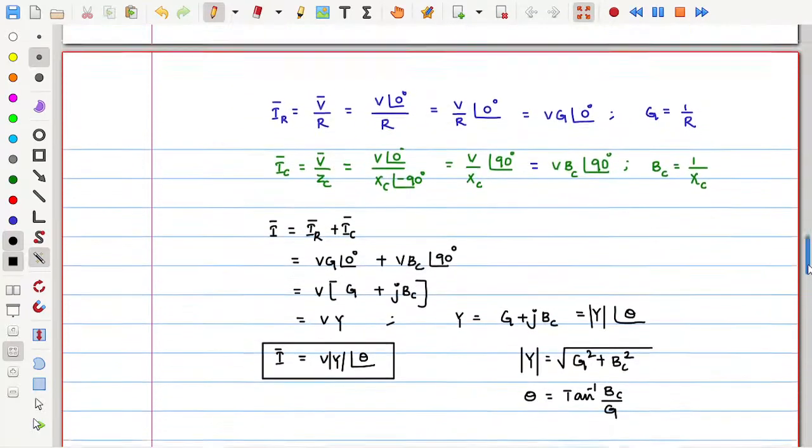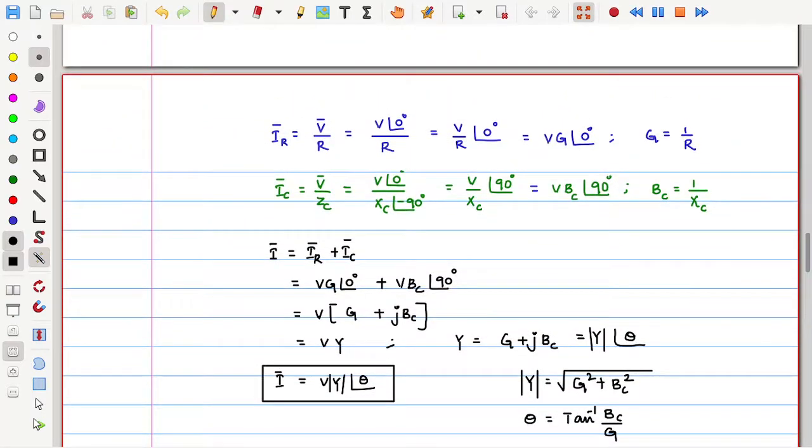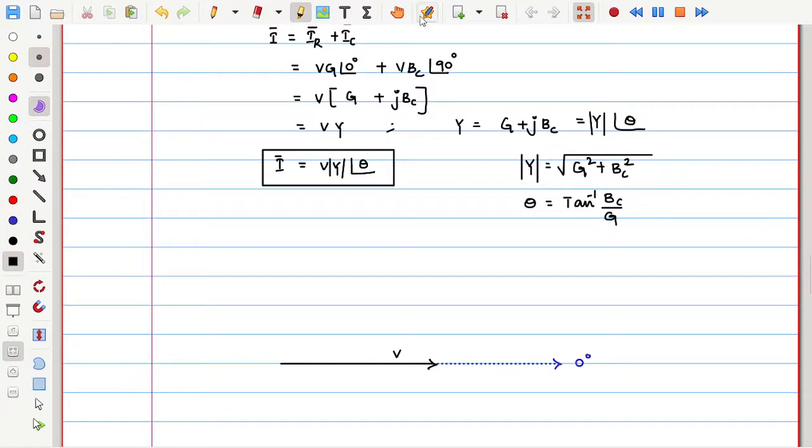Now we already know all these currents and voltage, so let us draw the phasor diagram again. Let us take the reference as 0 degrees. The voltage has a length of V, and it is aligned along the 0 degree. Next is the resistive current, which has a magnitude of V into G, which is V by R. Here V by R is definitely lesser than V, so we put that current in the same line as the voltage but with lesser length. This is V into G in magnitude.